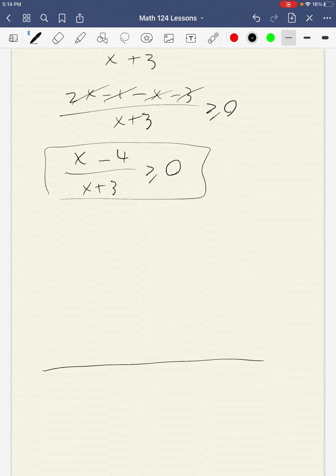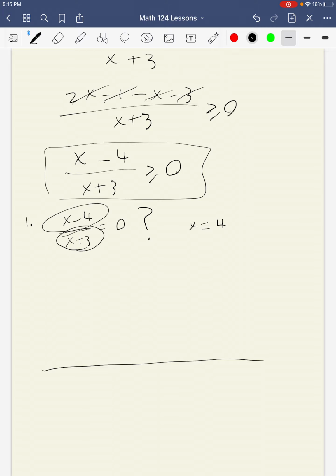Alright, so when will this equal 0? Well, for step 1, we want to find when this equals 0, so we know what numbers to test. This clearly equals 0 when we plug in a 4. Plug in a 4, it equals 0. All the bottom tells us is the domain, so we can plug in a 4, and that's fine. The domain is that we cannot plug in a negative 3.